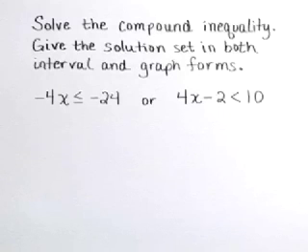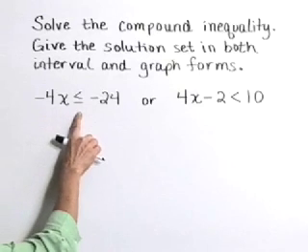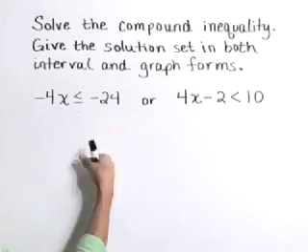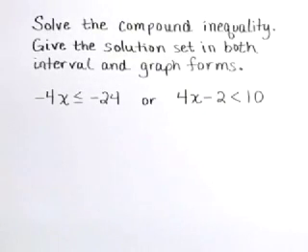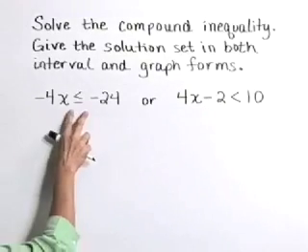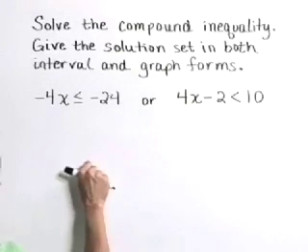Solve the compound inequality. Give the solution set in both interval and graph forms. Here we have negative 4x is less than or equal to negative 24, or 4x minus 2 is less than 10. Let's go ahead and solve each of these inequalities for x to get a better look at things.